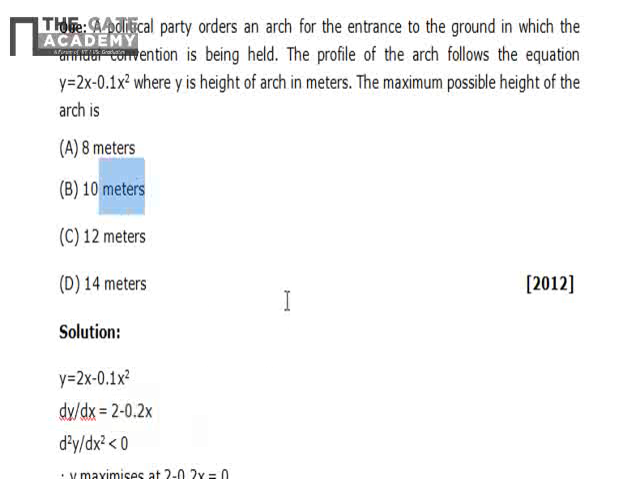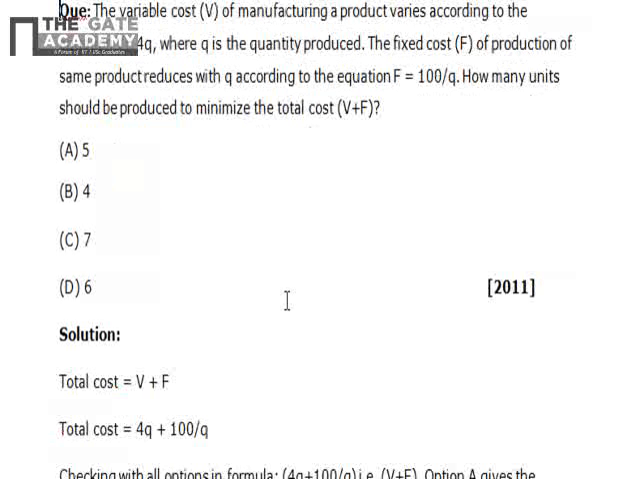Now the next question. The variable cost V of manufacturing a product varies according to the equation V is equal to 4Q, where Q is the quantity produced. The fixed cost F of production of the same product reduces with Q according to the equation F is equal to 100 divided by Q. How many units should be produced to minimize the total cost? That means a variable cost and the fixed.